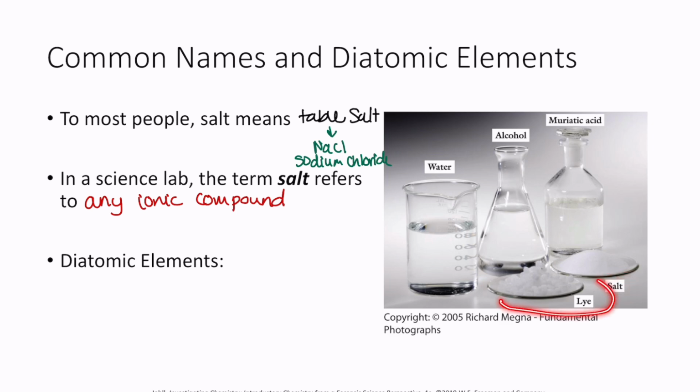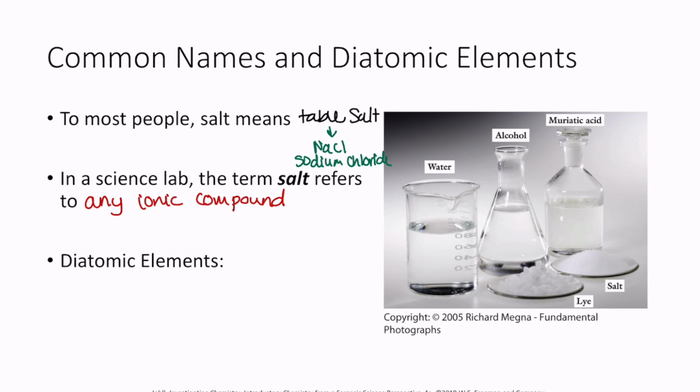So here are some other common names: lye, which is sodium hydroxide; water, which is H2O, dihydrogen oxide; alcohol, which is C2H5OH. All right, so just keep in mind that when you Google these different structures, the name that you get might not be the IUPAC name. So make sure that you know how to name these using IUPAC nomenclature.